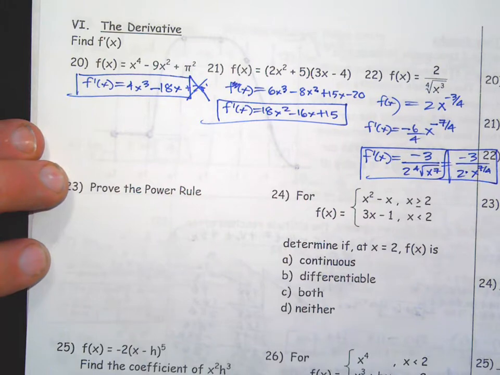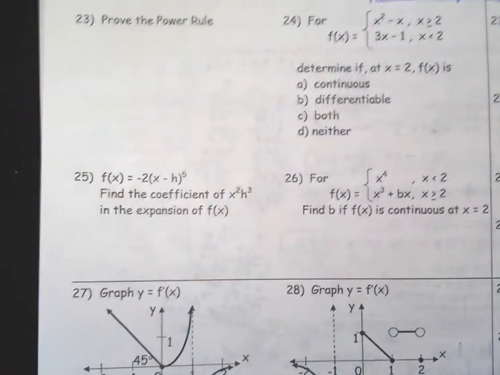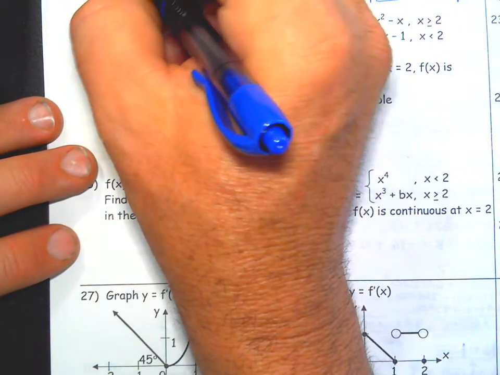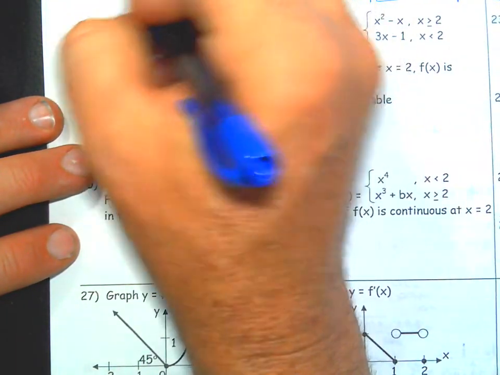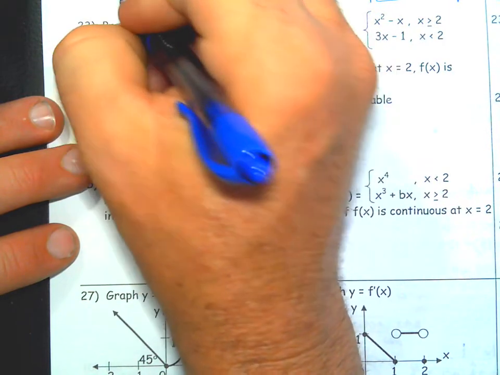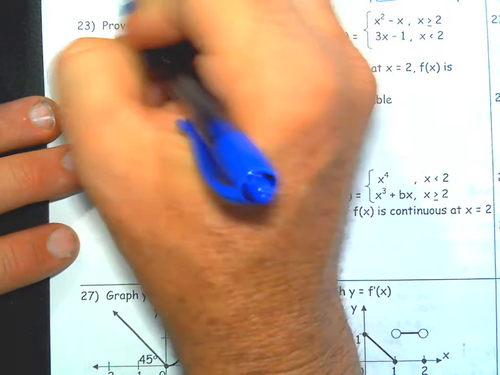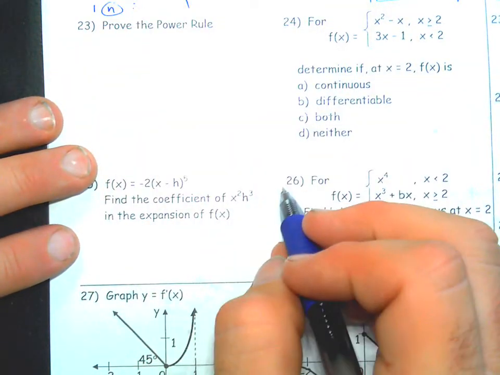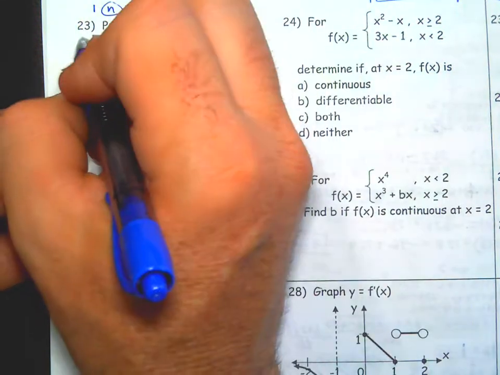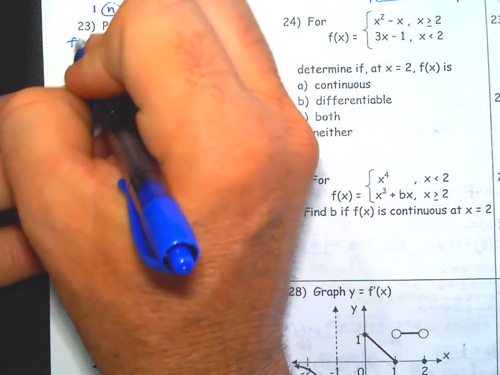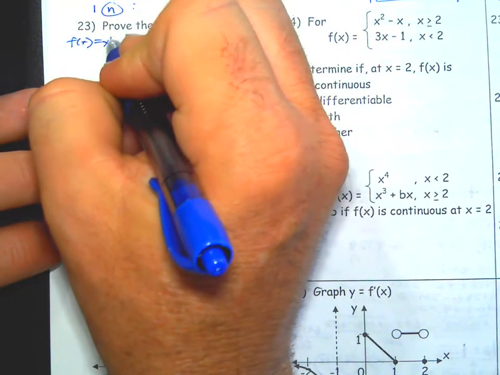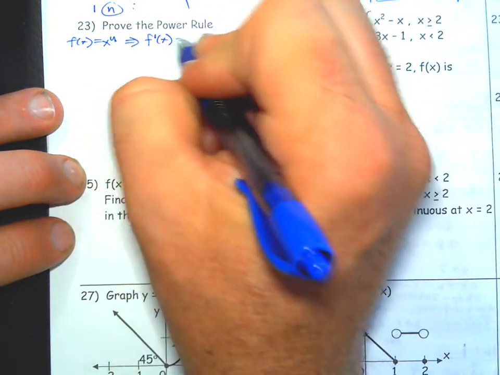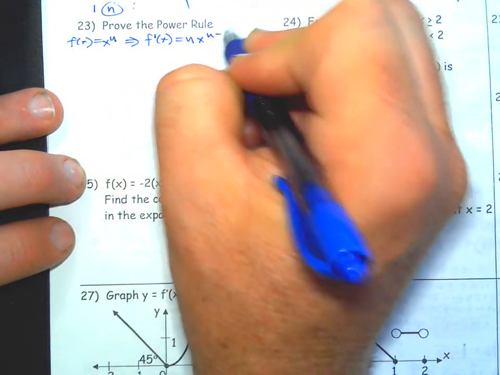Prove the power rule. Well, we did that in class in the notes. Take a look back at the notes. We used Pascal's triangle. And we kept going. We noticed that it was always an n was the second number. So the function is x to the n, and we know that the derivative should be n x to the n minus 1. So this is what we're trying to prove.